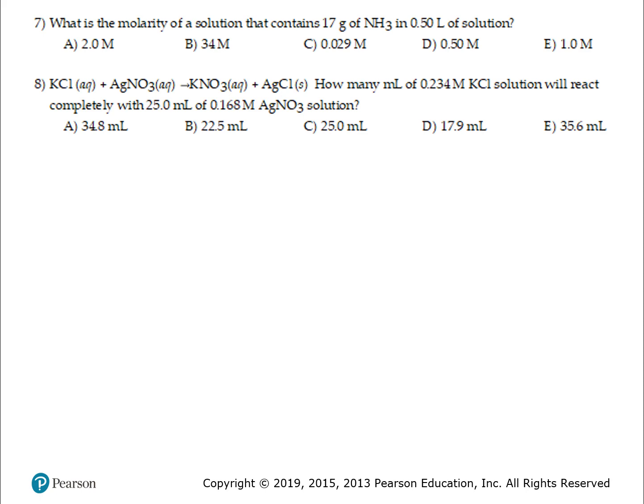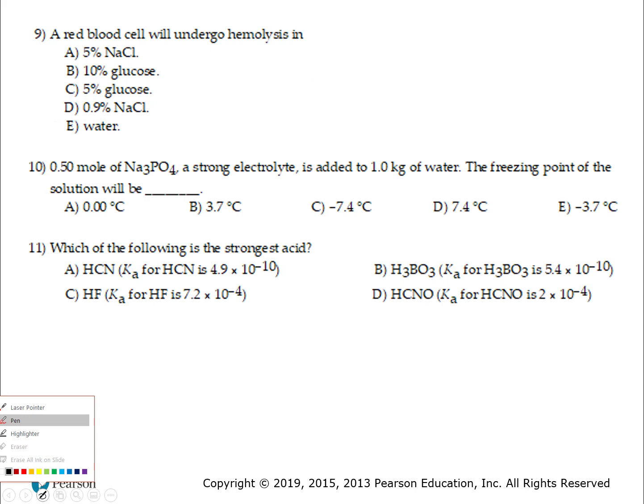I'm going to get started solving number 7, and then we can talk about number 8. Number 7 is a straight up molarity question. You've got to figure out the molarity of a solution that contains 17 grams of ammonia in 0.50 liters of solution.